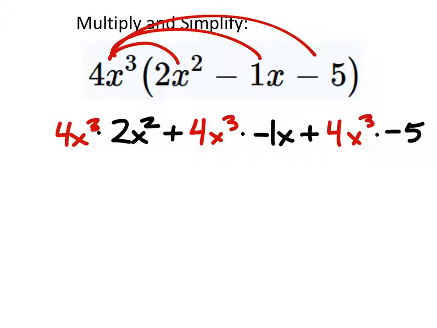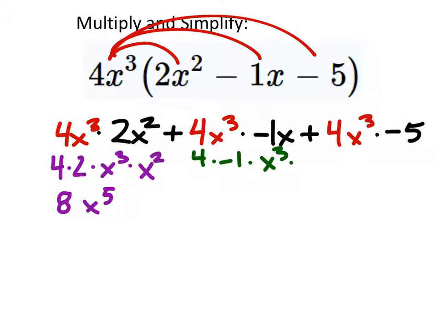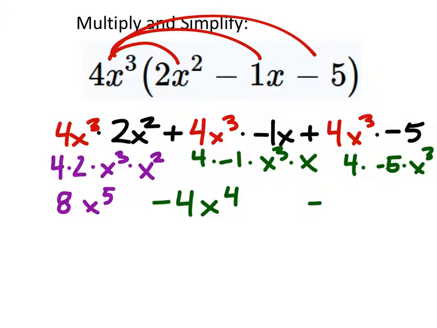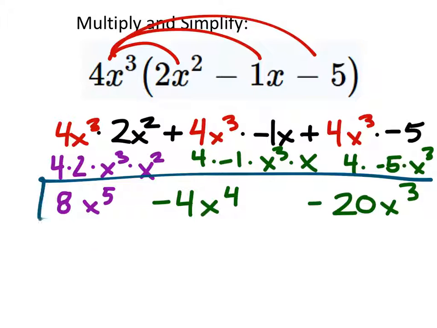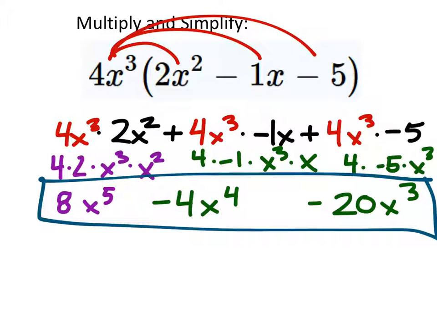All right, so combining these, I would use the commutative property here. So I've got 4 times 2 times x cubed times x squared, which would be 8x to the 5th. And then this next one, I'd have 4 times negative 1 times x cubed times x, which is negative 4x to the 4th. And then our last one, we've got 4 times negative 5 times x cubed, which is negative 20x cubed. And this bottom row here would be our final answer for that.